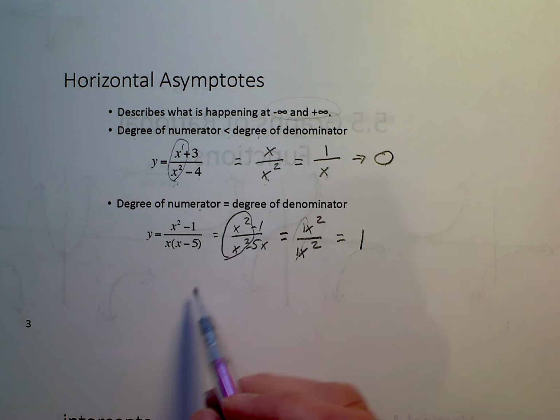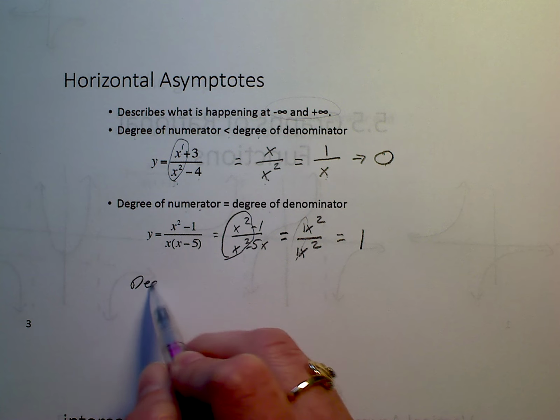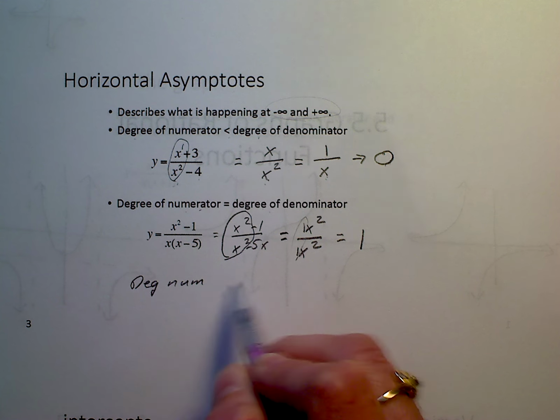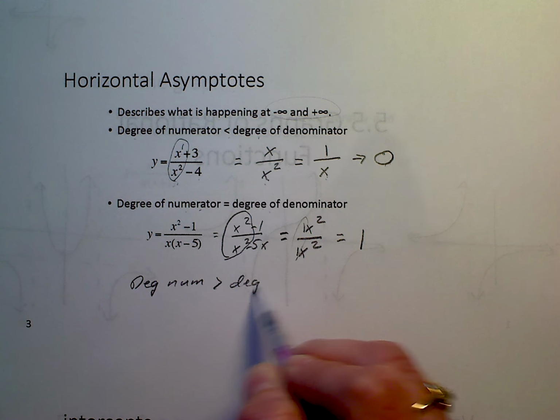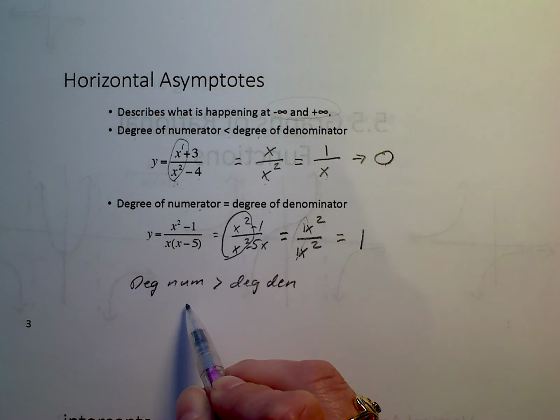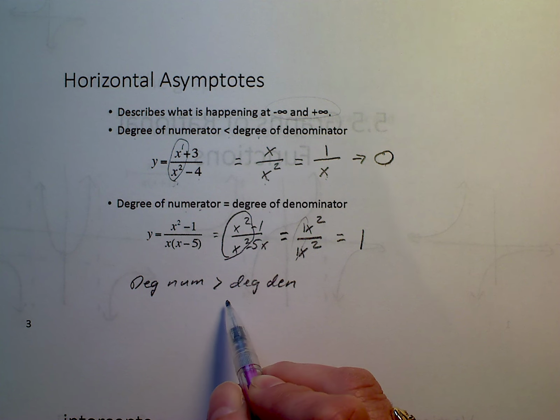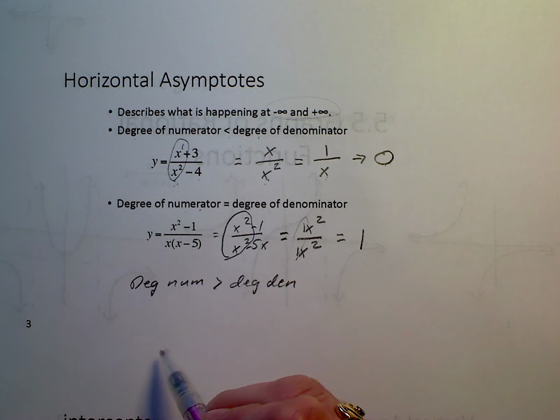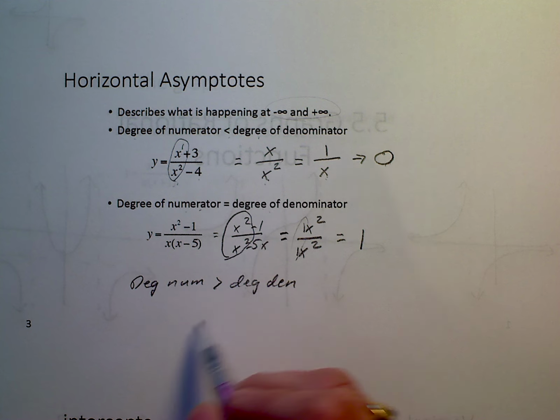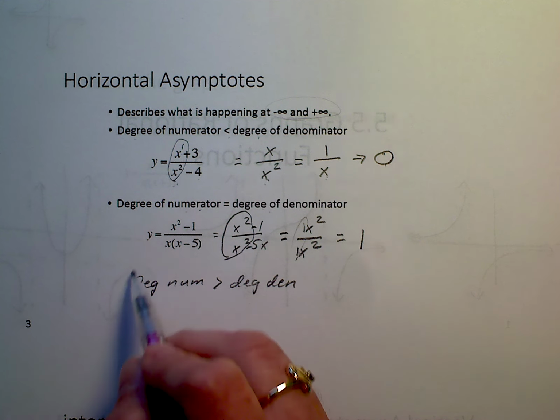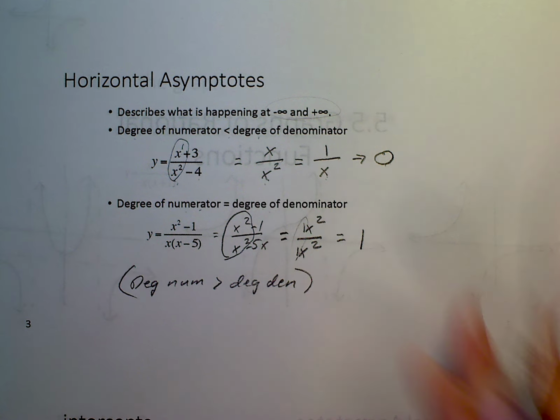There is one other case where the degree of the numerator is greater than the degree of the denominator. Here's the thing. We're not going to study this one, okay? It can happen, and it's called an oblique or slant asymptote. That means it's going to make some kind of a line or curve that's not horizontal, okay? So don't worry about that one. That's just trivia, okay?